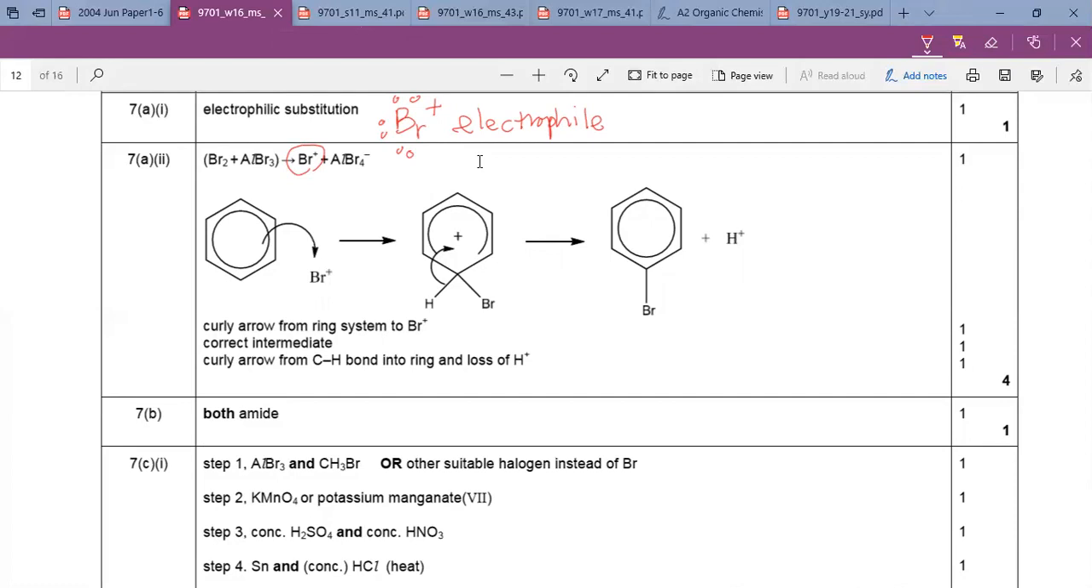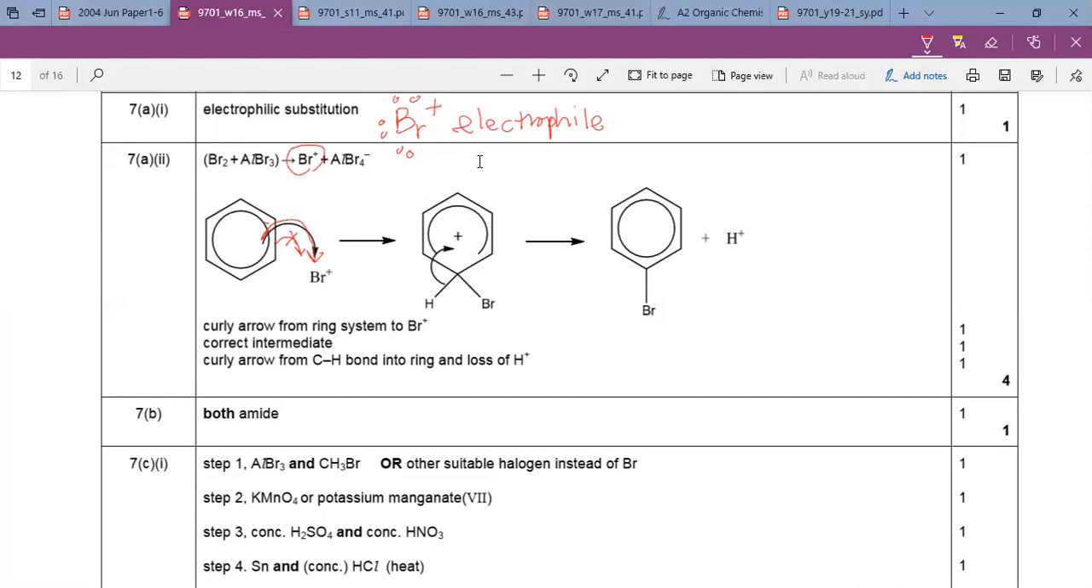So now the next thing is, remember, the curly arrows must be from here. So the charges, see now, positive, negative, the mark is for this one here. Okay, now the movement is very important. It must be from inside the ring here. Okay, if you put from outside here, no mark. Inside the ring, go to the positive here, to form the intermediate.